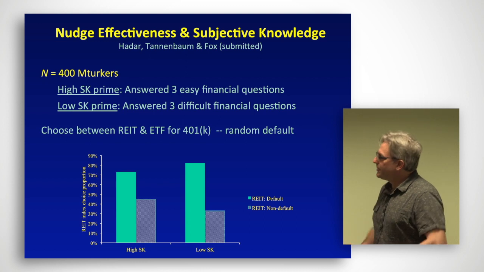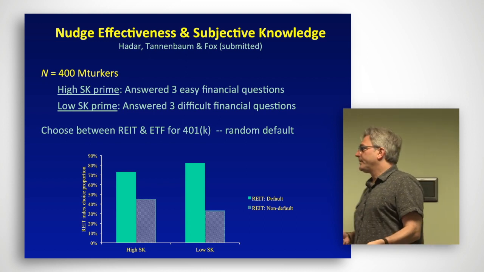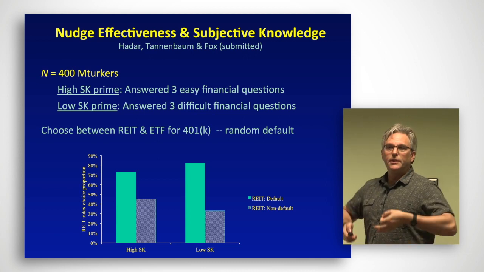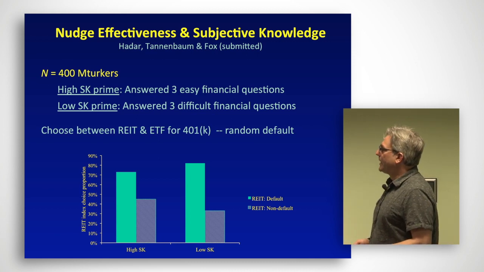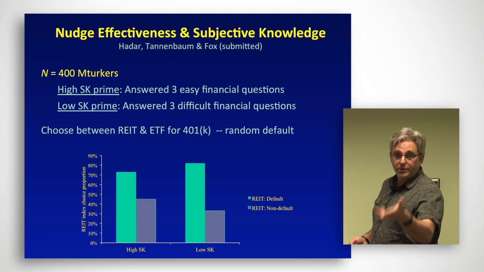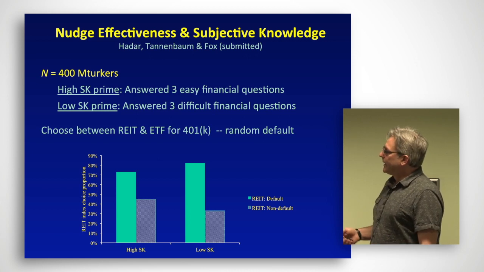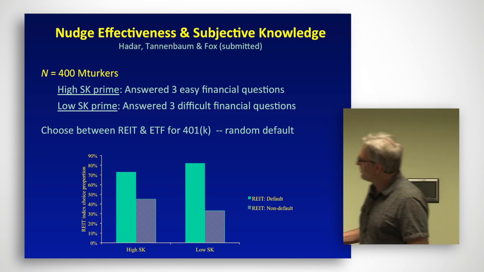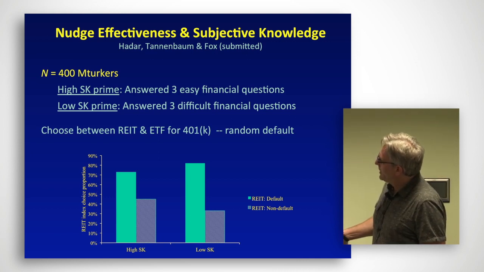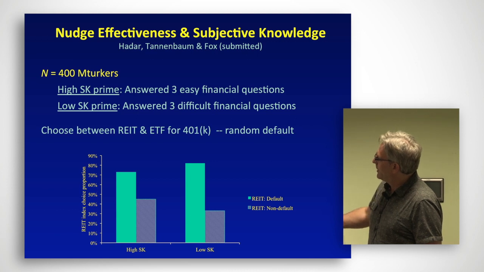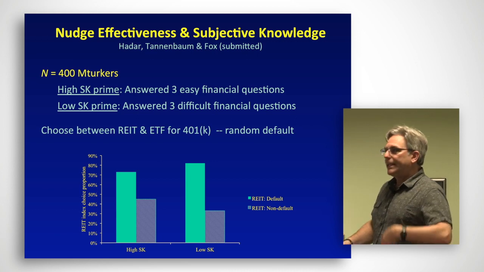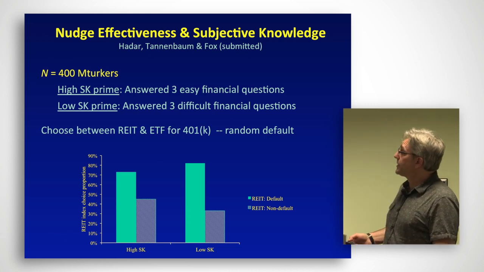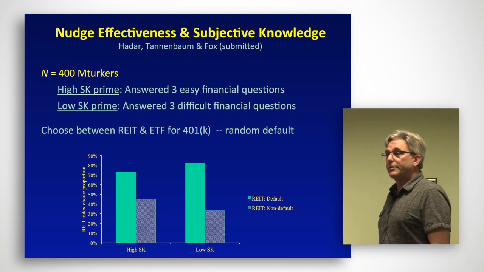And then we had them choose between a REIT, which is a real estate investment trust, or an exchange-traded fund for investment in their 401k plan. We randomly assigned the default, and we told them, in fact, that it was random. Here's what happened. In the high subjective knowledge condition, there was a default effect where the proportion of people choosing the REIT was higher if the REIT was the default than if it wasn't the default. If we primed them to feel like they weren't very knowledgeable and feel less confident, they were even more susceptible in both directions to the default.